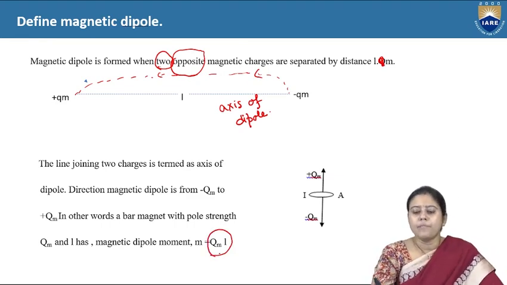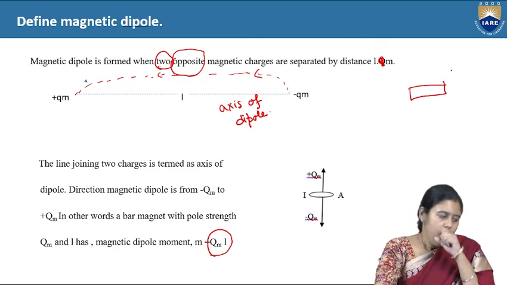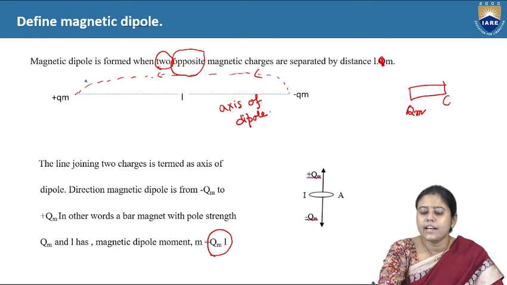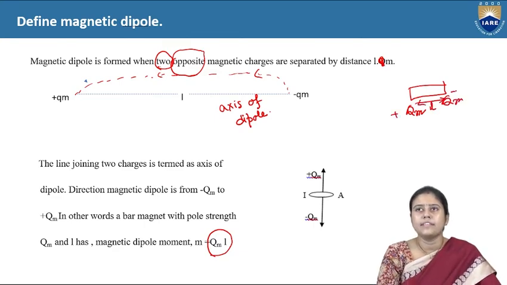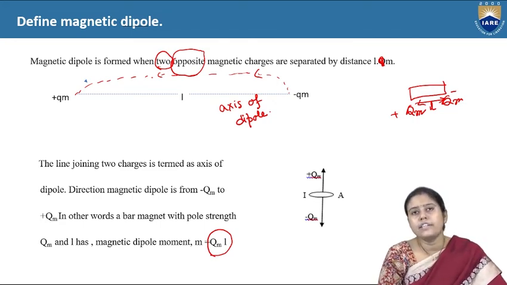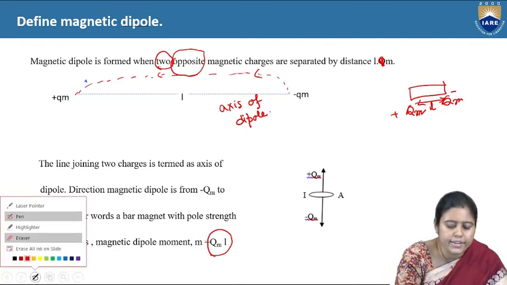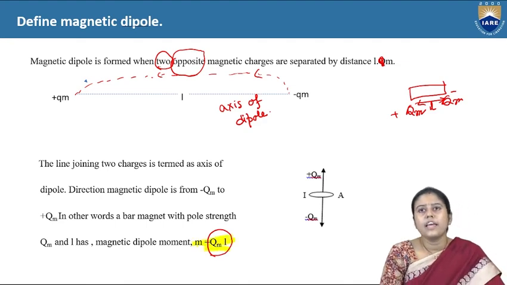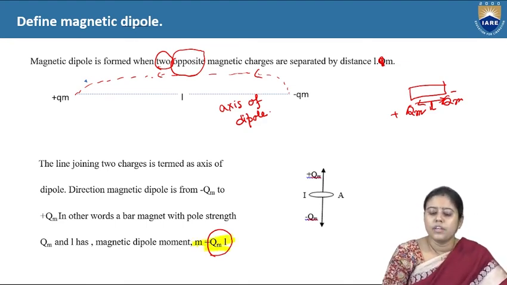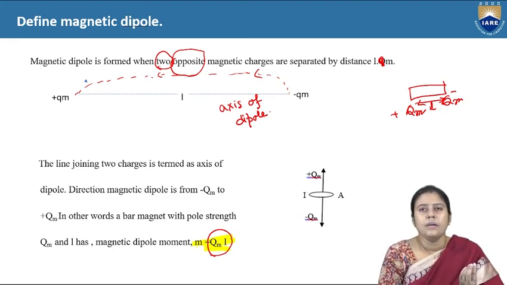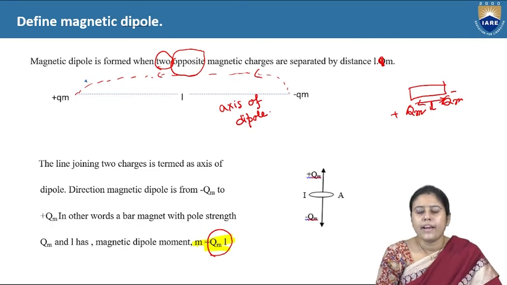Say we are thinking about a magnetic bar with pole strength qm. The distance between the poles is L. One is plus, another one is minus. As we have discussed, if we do not take care of the direction, we can tell the magnetic dipole moment M is equal to qm into L, where qm is the value of the magnetic charge.